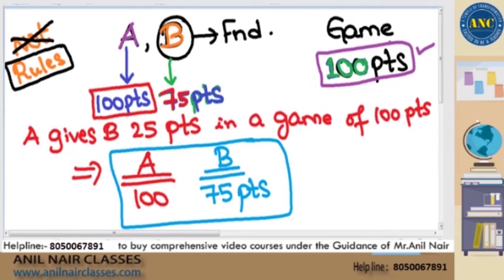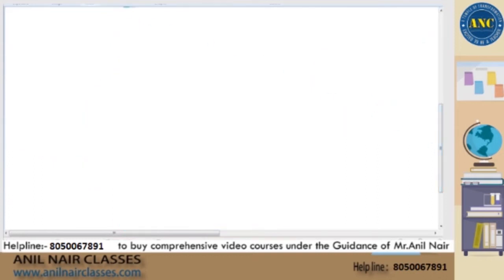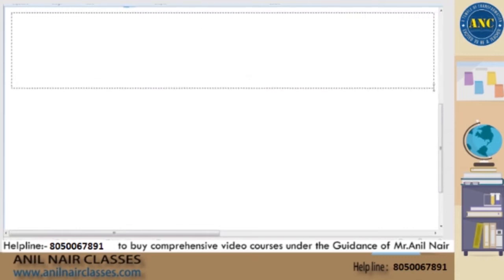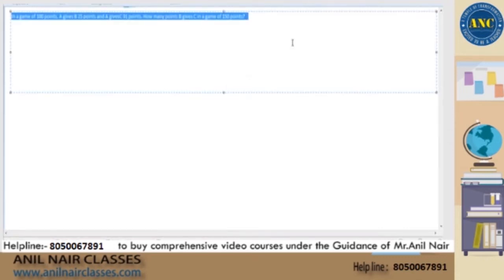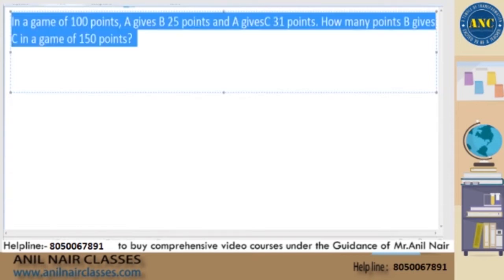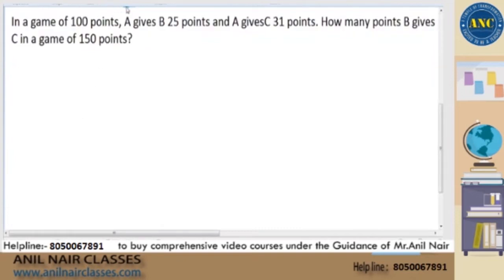Now listen to this. We will solve a question based on this concept. See here. Suppose your question is, this is your question. In a game of 100 points, A gives B 25 points. That means if A is playing for 100 points, B is playing 25 points less than 100. B is only playing for 75 points.